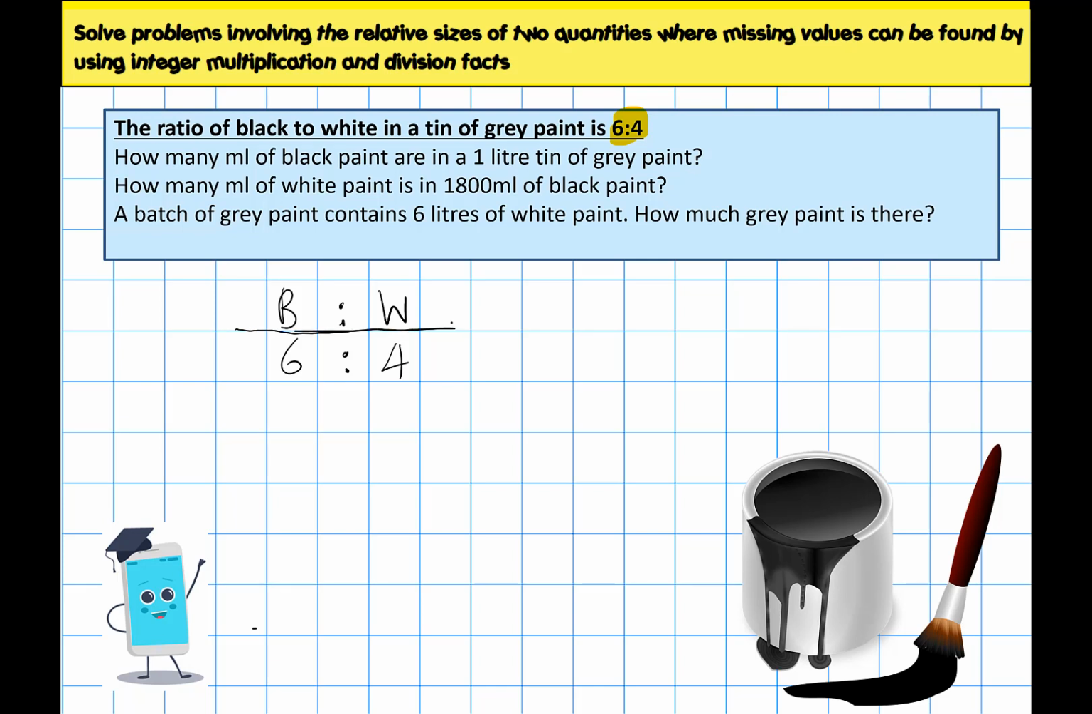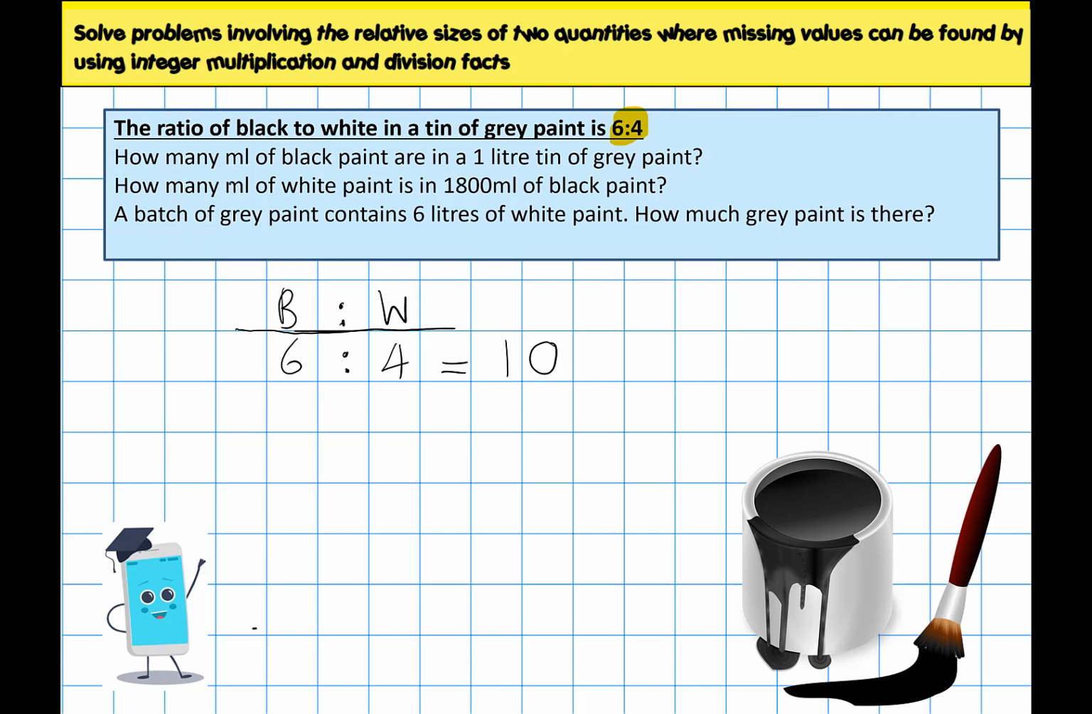So with all your problems, label the things that are in a ratio and label the amounts. And then the second thing I want you to do is to add up what these parts are. Okay, so for black we have 6 out of 10, and for white we have 4 out of 10. So there's 4 tenths white in my grey paint and 6 tenths black in my grey paint. For every 6 millilitres or litres of black, there will be 4 millilitres or litres of white. The ratio is comparing one thing to another. Okay? Now let's look at our first question.